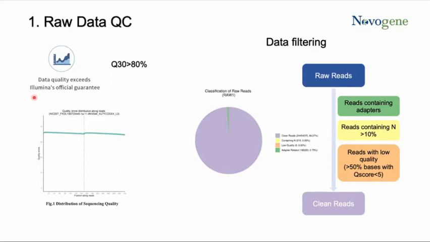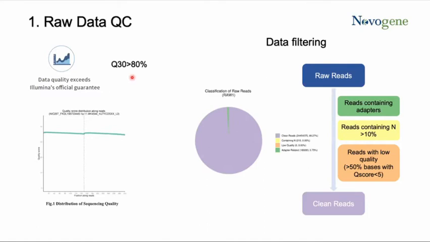But for the Illumina official guarantee, we use Q30 as a very important parameter to assess how your data look. For their official guarantee, they can guarantee Q30 higher than 75%. But for Novogene, we will guarantee Q30 higher than 80%. Basically, the higher this number the better, and we exceed the Illumina official guarantee for our services.